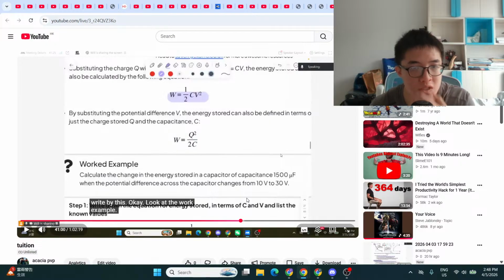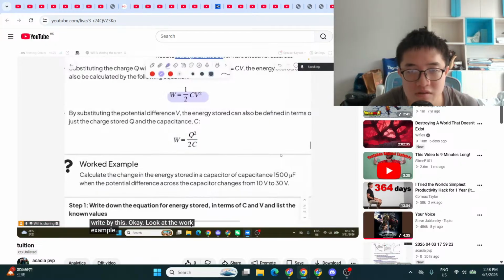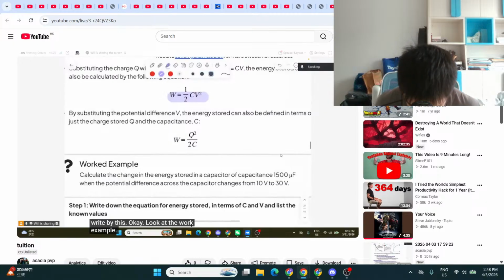Calculate the change in energy stored in a capacitor with capacitance 1,500 microfarad when the potential difference across the capacitor changes from 10 volts to 30 volts. So we have W. W equals 1 over 2 CV squared.